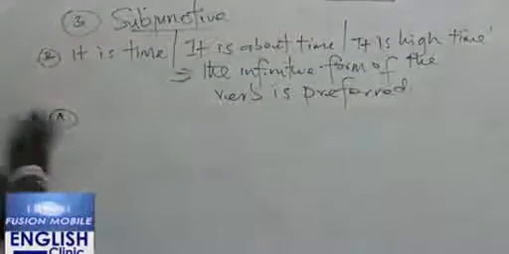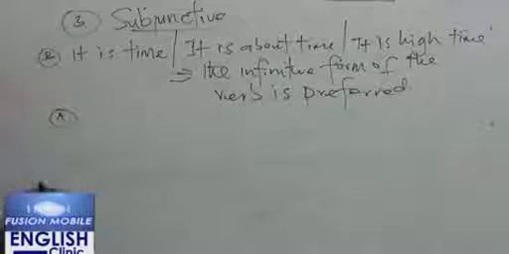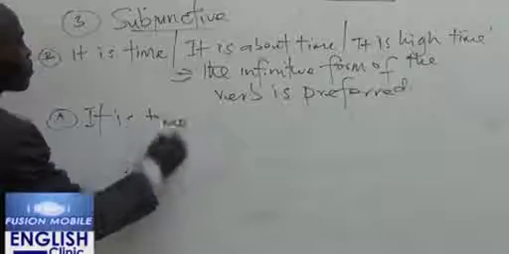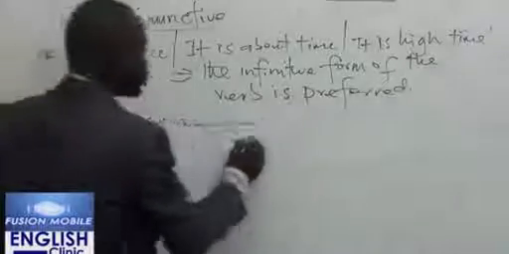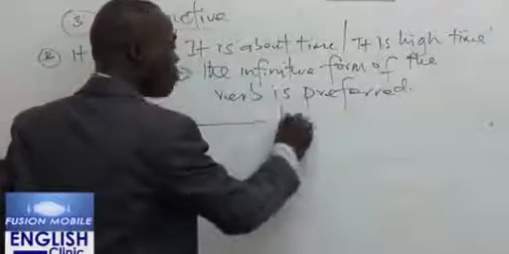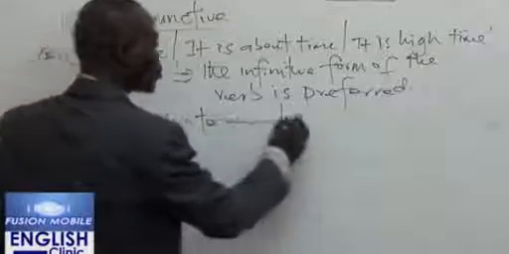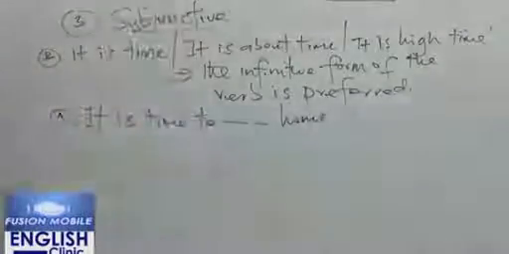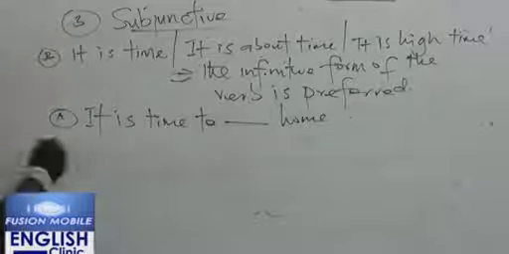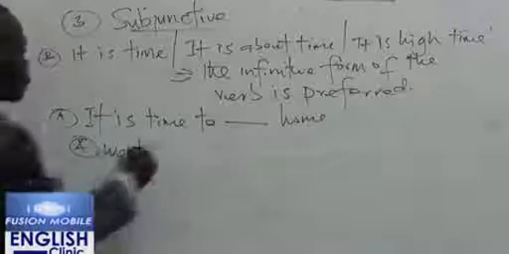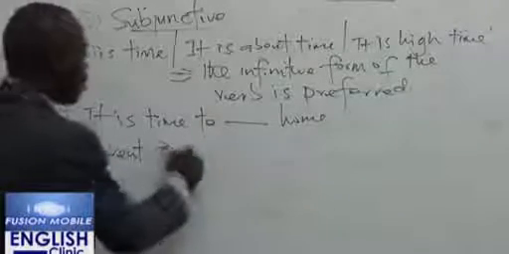Now, let's look at some examples. Look at this sentence. It is time dash home. It is time to dash home. We have A, went. B, have gone.